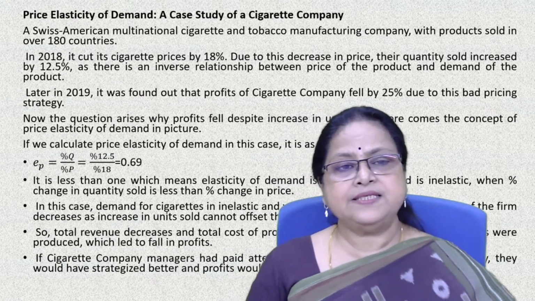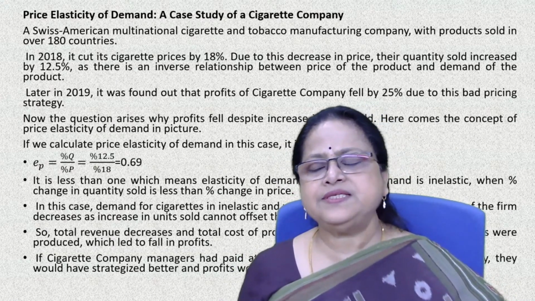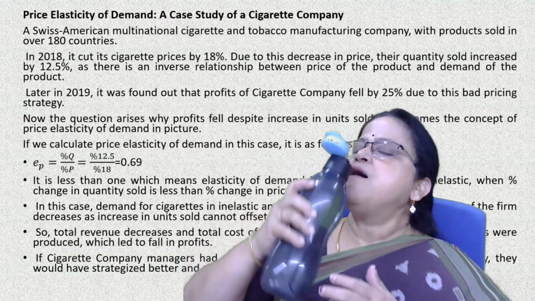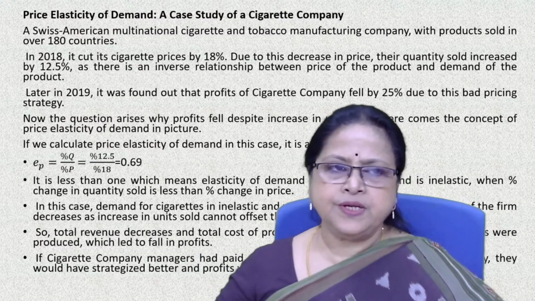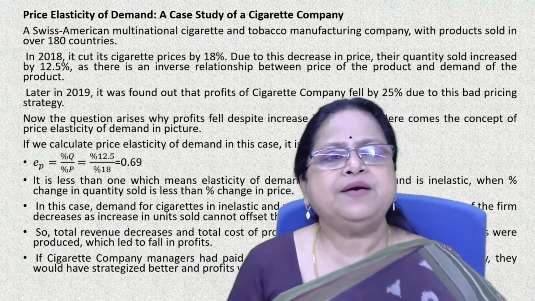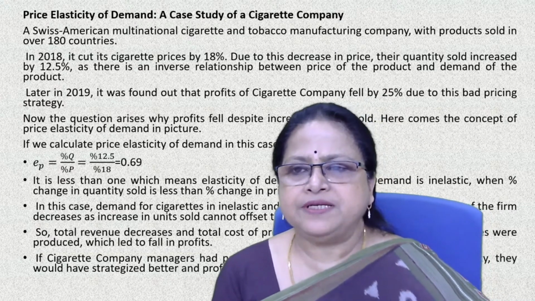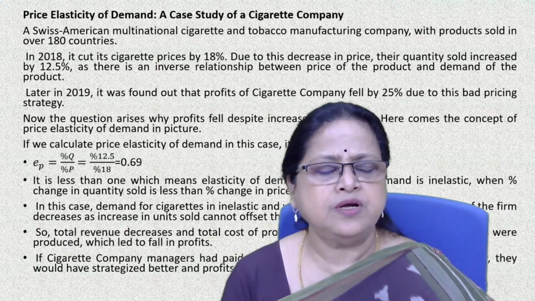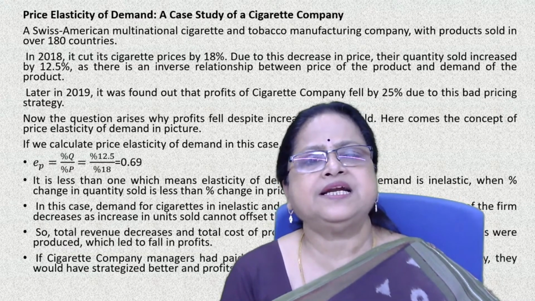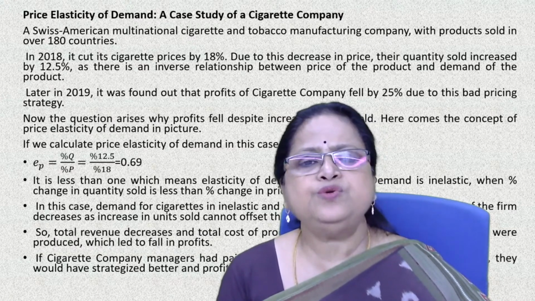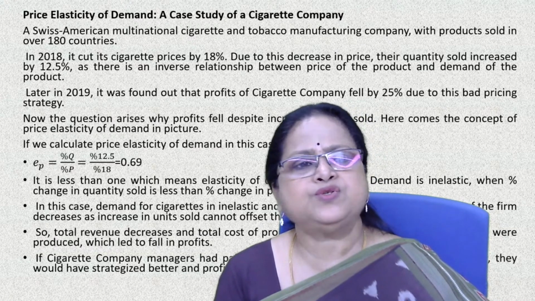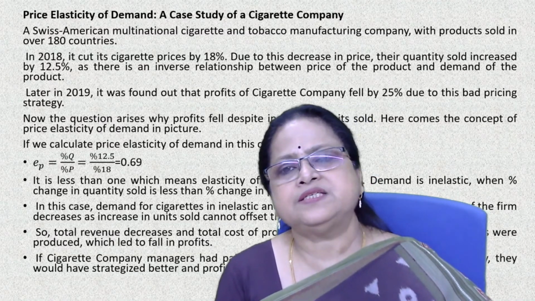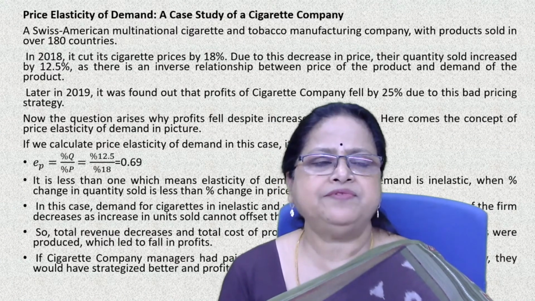Now this is the price elasticity of demand, a case study of a cigarette company. A Swiss American multinational cigarette and tobacco manufacturing company with products sold in over 180 countries. This I have taken from the book. In 2018, it cut its cigarette prices by 18%. Due to this decrease in price, their quantity sold increased by 12.5%, as there is an inverse relationship between price of the product and demand for the product.